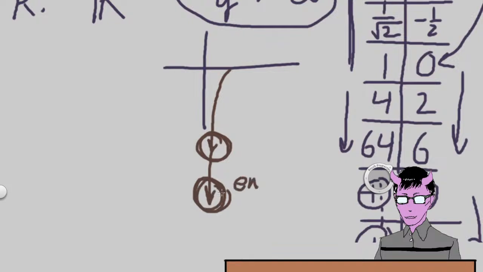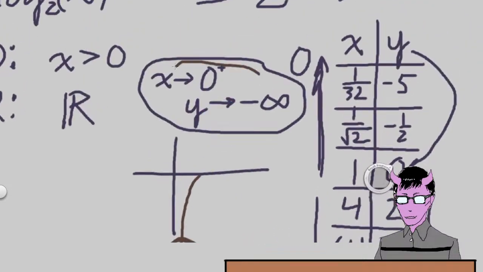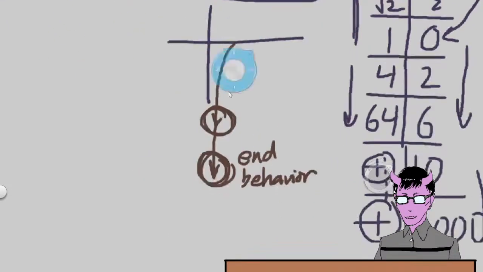If you draw an arrow, you are symbolically representing the fact that there is a trending pattern, but the trending pattern goes on forever. So, end behavior. And this one describes that particular end behavior right here.